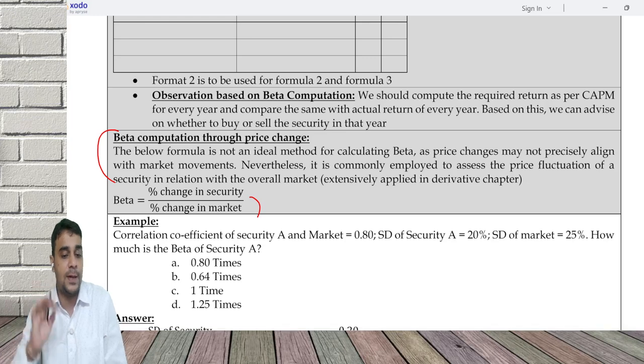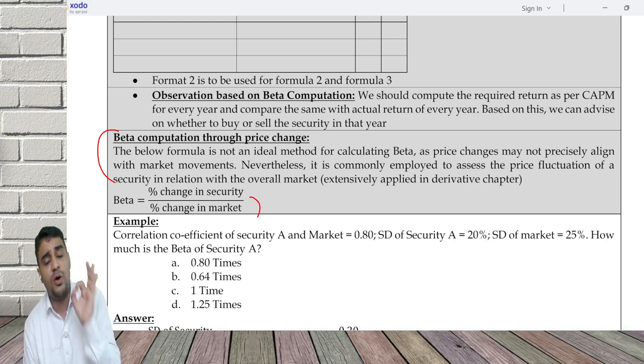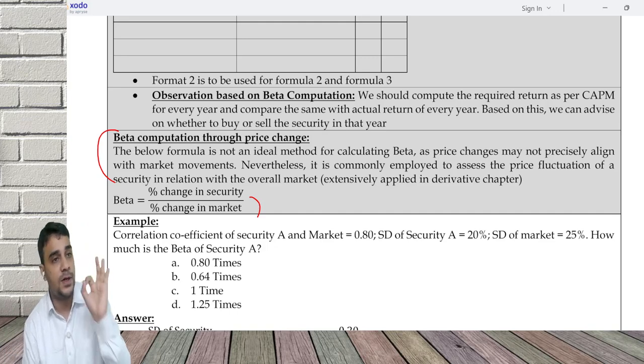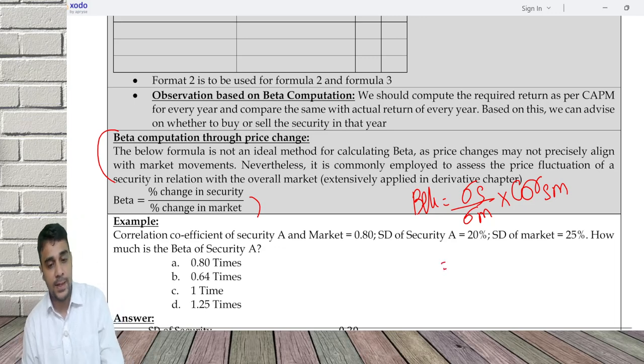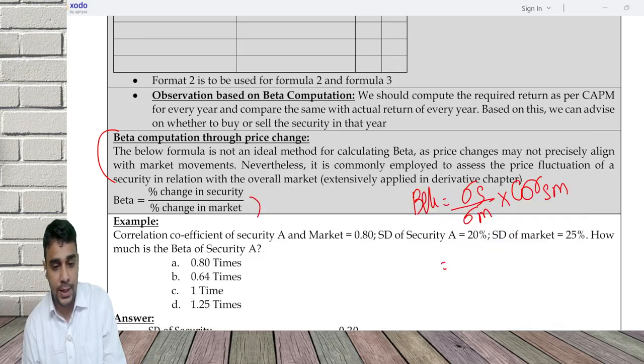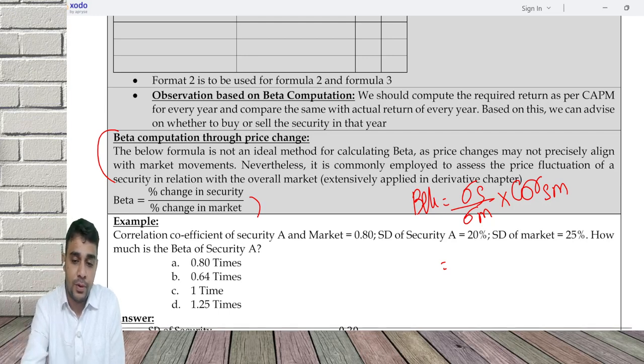Let's do each of the example. Correlation coefficient of security and market, SD of security, SD of market. What is beta? Now write beta is equal to sigma S, sigma M, correlation SM. Tell me in this example, what is the standard deviation of the security? 20 market, 25 correlation.